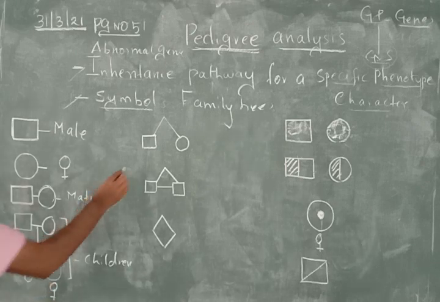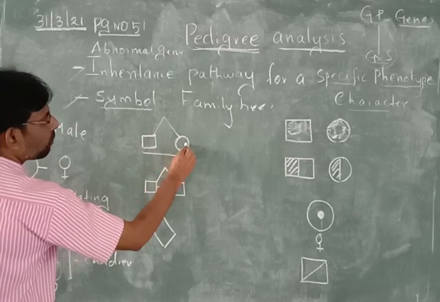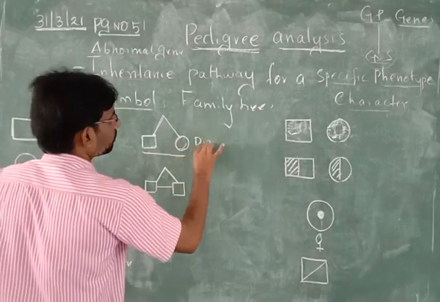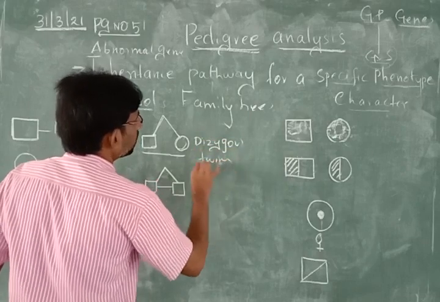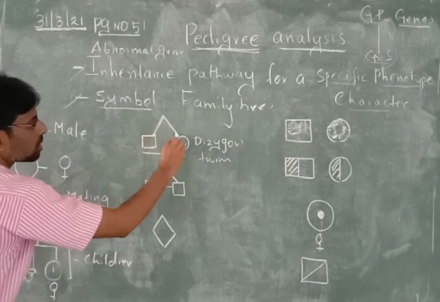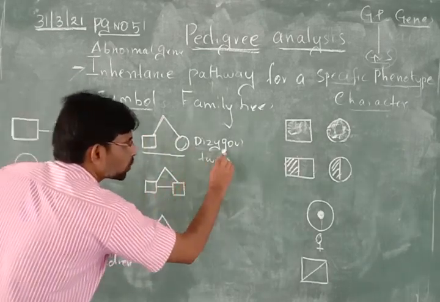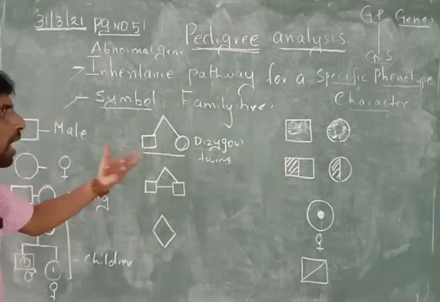This symbol, with one male and one female, indicates dizygous twins. Dizygous twins. This is a very important symbol that we have to understand. Sometimes it is asked. If you have a symbol like this, it is called dizygous twins. In dizygous twins, the sexes will be different. Though they are called twins, the sexes are different, one male and one female.